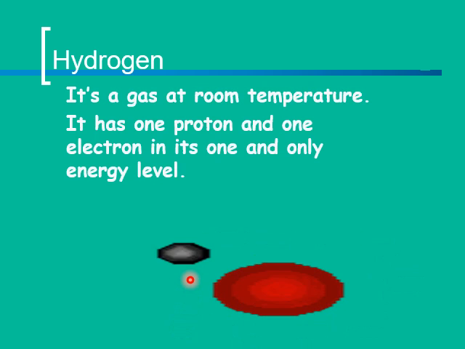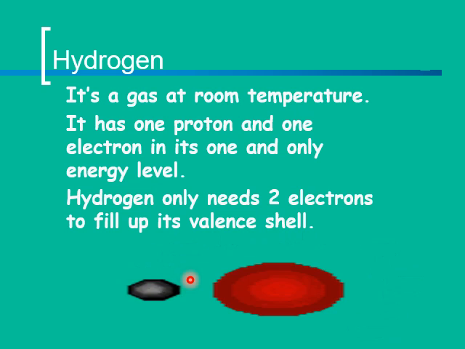Most often when we see hydrogen, we normally see hydrogen in group 1. Hydrogen has some very distinct characteristics. It is a gas at room temperature. It has one proton and one electron in its energy level. So it only has one proton and one electron, no neutrons. Hydrogen only needs two electrons to fill up its valence shell.